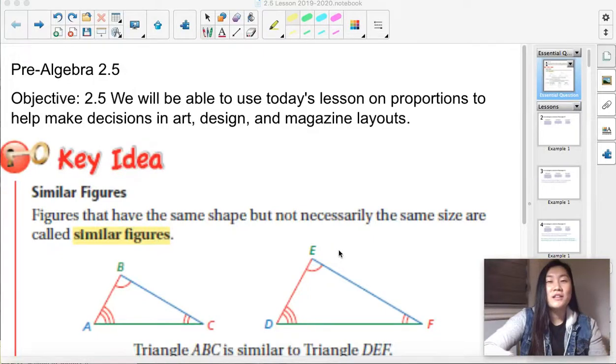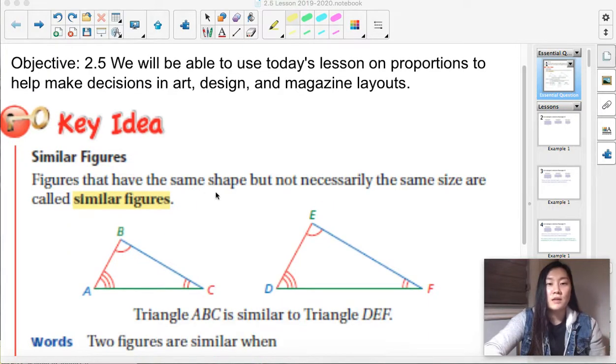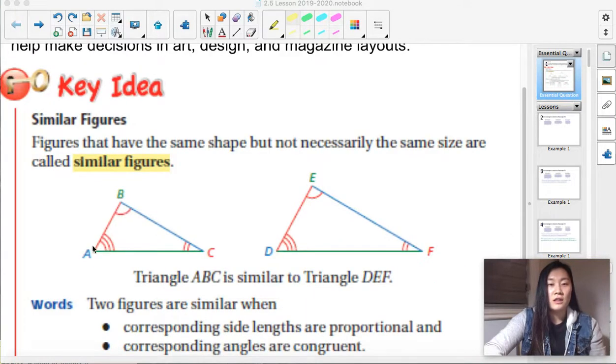Guys! So in today's lesson, you're going to see how proportions relate to making decisions in art, design, and even magazine layouts. As you can see, we have the key idea, similar figures. Figures that have the same shape, but not necessarily the same size are called similar figures. And we can notice that these are two triangles, triangle ABC and triangle DEF, the same shape, but they are not the same size. Triangle ABC is smaller than triangle DEF.